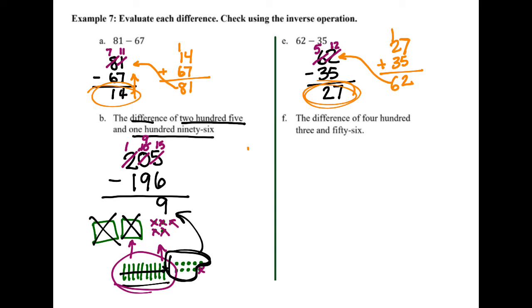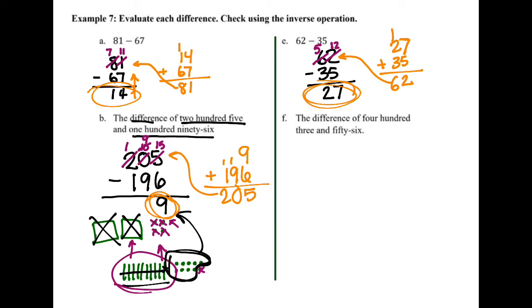Let's go back and check the one we just did over here too. Okay, and it's kind of weird having the bigger number on the bottom, but it still works because we're adding, right? So 9 plus 6 is 15. 1 plus 9 is 10. 1 plus 1 is 2. So that's this. So 9 is my answer.